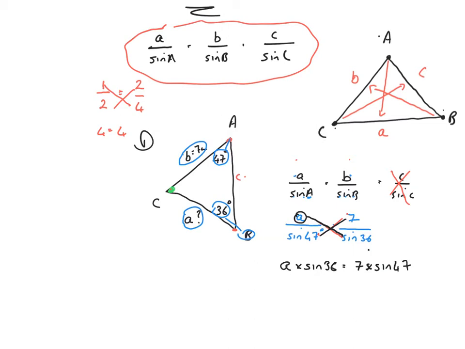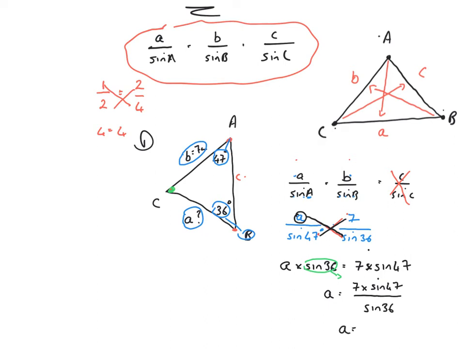Okay, now my next move is that times sine 36. I now bring that down and I divide. So my next line is A equals 7 times sine 47, and I bring that sine 36 down and divide by sine 36.